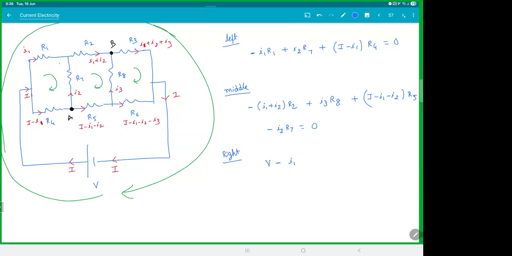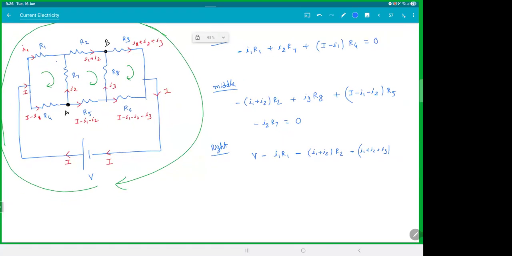V minus I1 R1 minus (I1 plus I2) R2 minus (I1 plus I2 plus I3) R3 equal to 0. You're done.